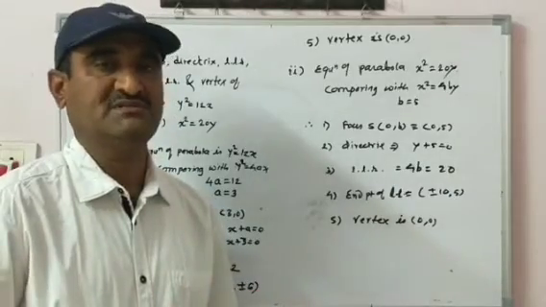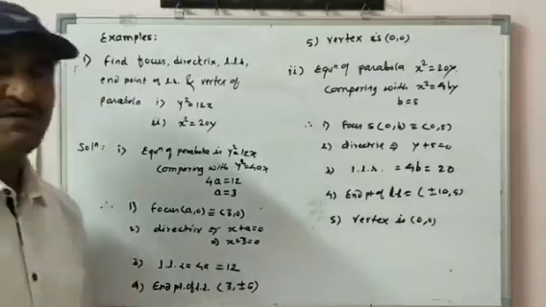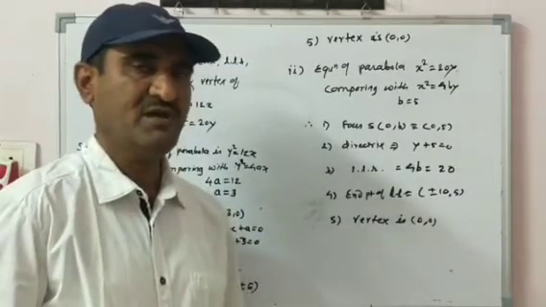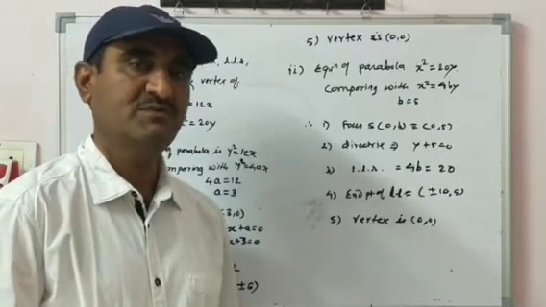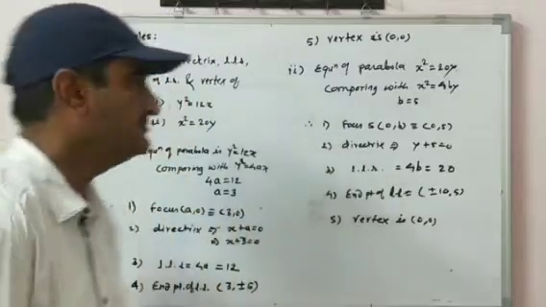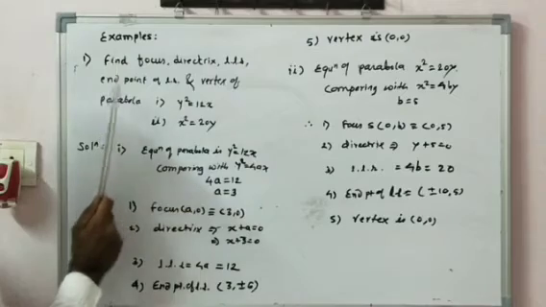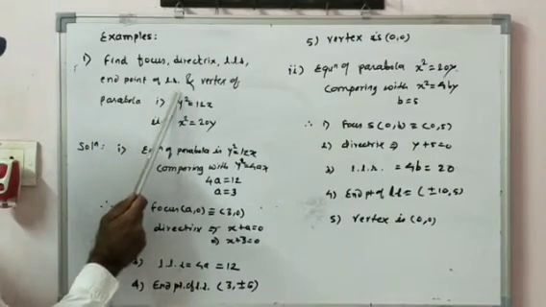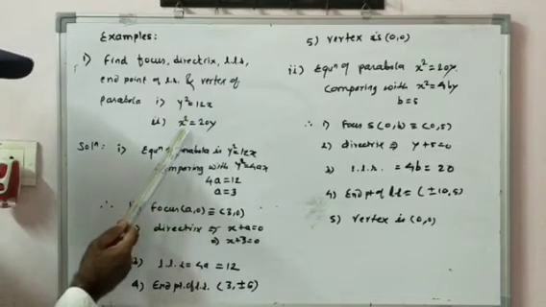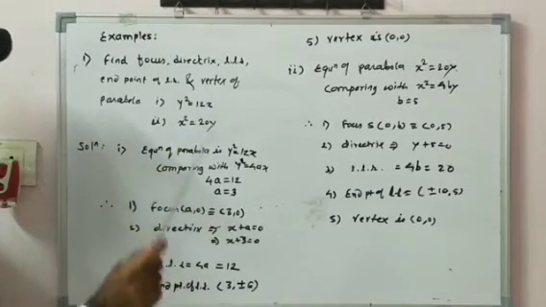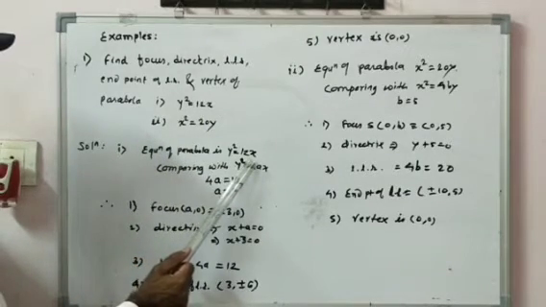Now the examples. Here in the first example, the equation of the parabola is given and we have to find the features of the parabola. Then what is the example? Find the focus, directrix, length of latus rectum, end points of latus rectum, and vertex of the parabola. Y square is equal to 12x and x square is equal to 20y. Two parabolas are given. We consider the first equation of the parabola, y square is equal to 12x.